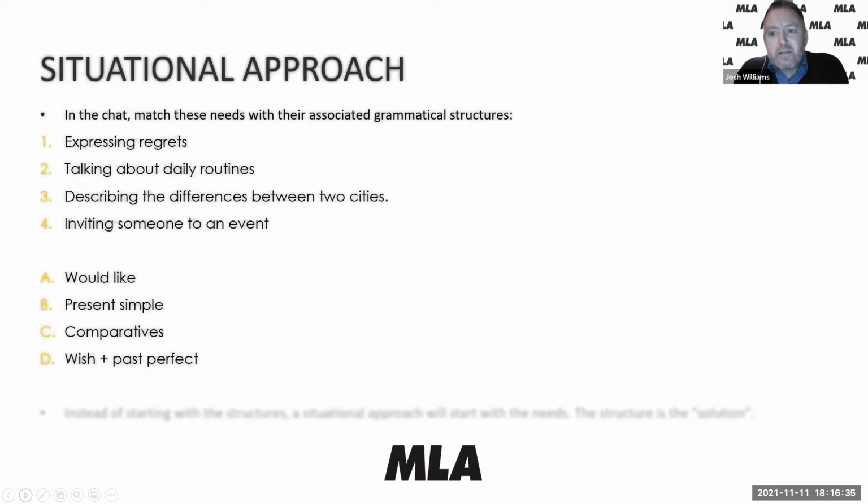Now, that's not a big surprise, but what I'm really trying to emphasize here is that instead of starting with would like or the present simple, the structures, we're going to start with those ones in the numbers, and then provide the structure as the solution. Obviously, even better, for example for A, you could also provide a variety of ways to invite someone to an event.